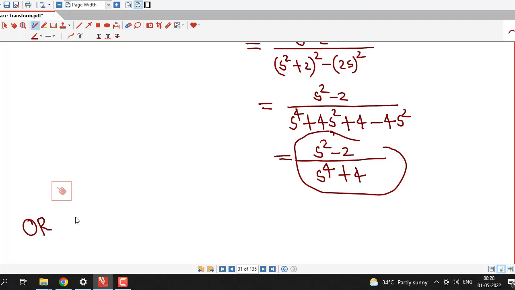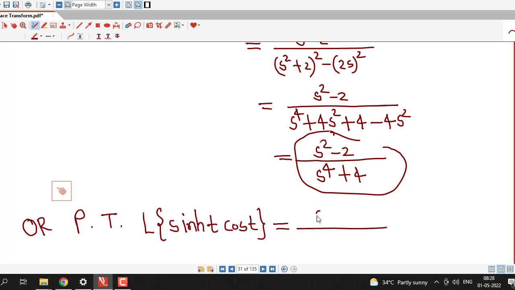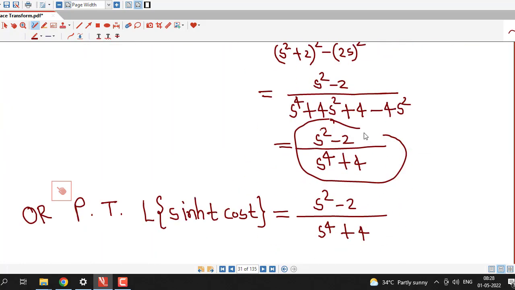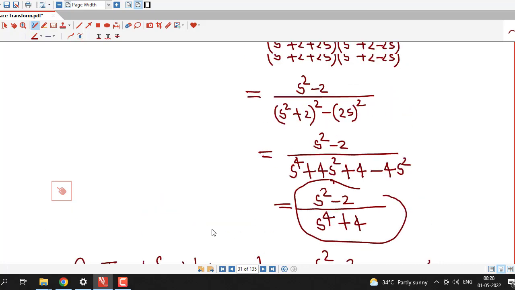Okay, sometimes they can ask you to prove this type of Laplace transforms. Prove that Laplace transform of sin hyperbolic t cos t is given by s square minus 2 divided by s raised to 4 plus 4. So in that case you have to prove up to this. You must simplify until you get this expression for Laplace transform of this function.